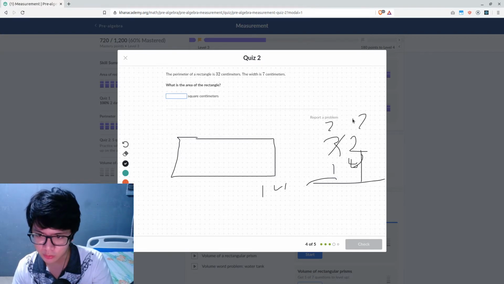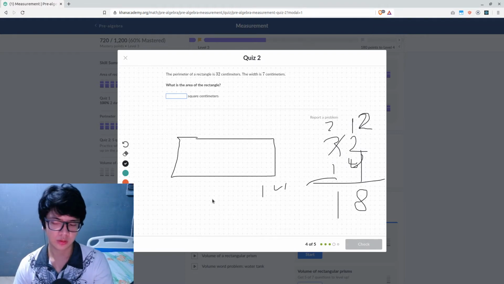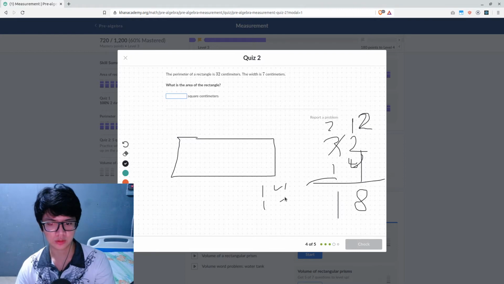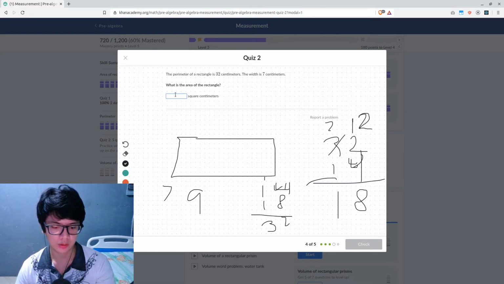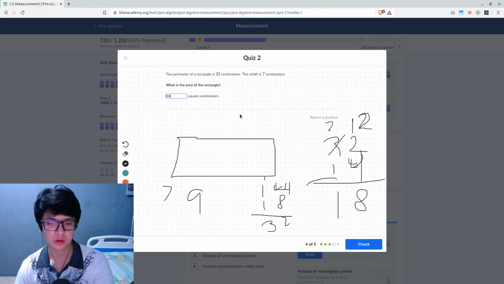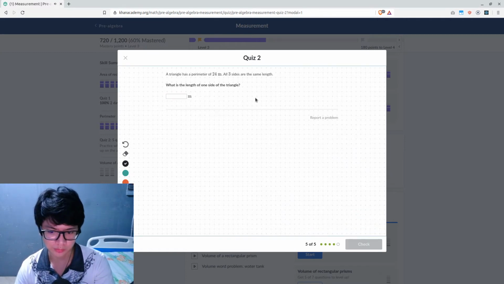What number is this? This is 12. So we have 8. Oh my god, I'm not even sure about that. So we have 18. It's 18 plus 14, right? 32. So we have 18, 9. 9 times 7. 63. Oh my god, I could be wrong, but this is correct.